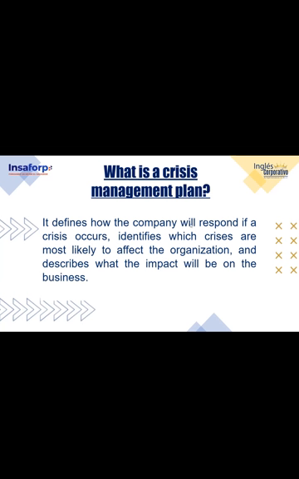It defines how the company will respond if a crisis occurs. It identifies which crises are most likely to affect the organization and describes what the impact will be on the business. Thank you very much. So basically, this is telling us that a crisis management plan is a plan that companies create to see how a crisis can affect the company, and to have different types of plans so they can react to this crisis, right?